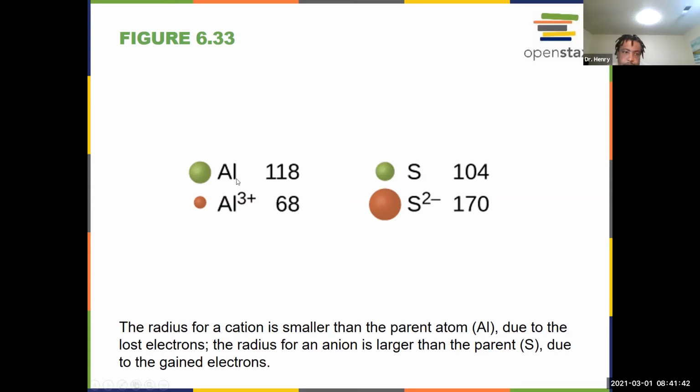So Al is going to be bigger than the Al3 plus. Here we have S and S2 minus. S2 minus is going to be bigger than S.